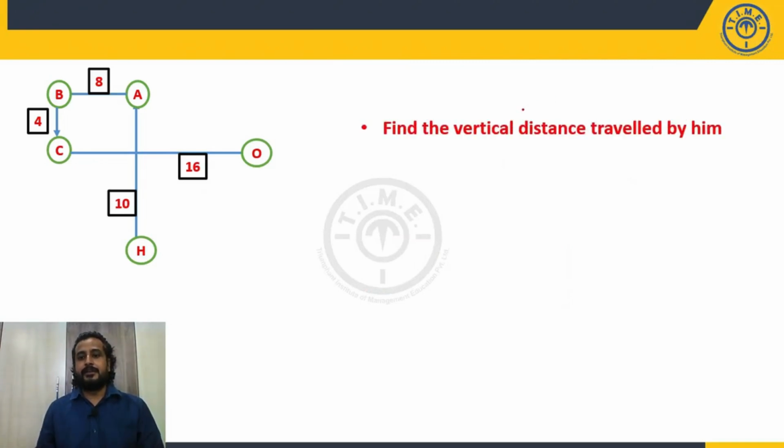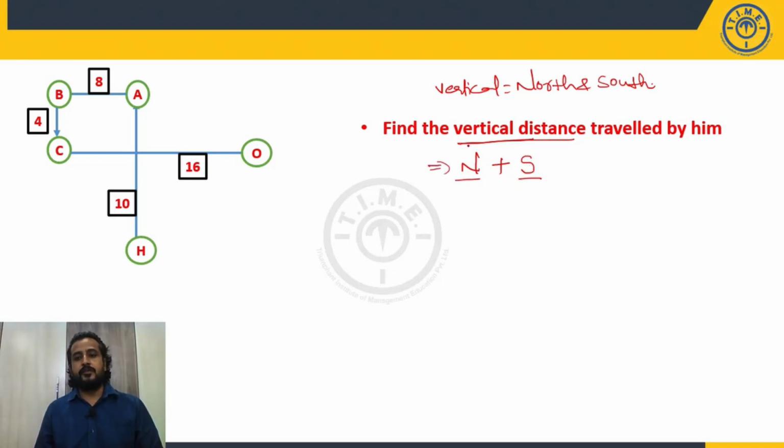Find the vertical distance traveled by him. What are the vertical directions? North and south. Now here also, are they asking for net vertical distance? No. They are asking for vertical distance. So we need to add the total distance which he traveled in the north and the total distance which he traveled in the south. The sum of these two will give you the value of the vertical distance traveled by him.